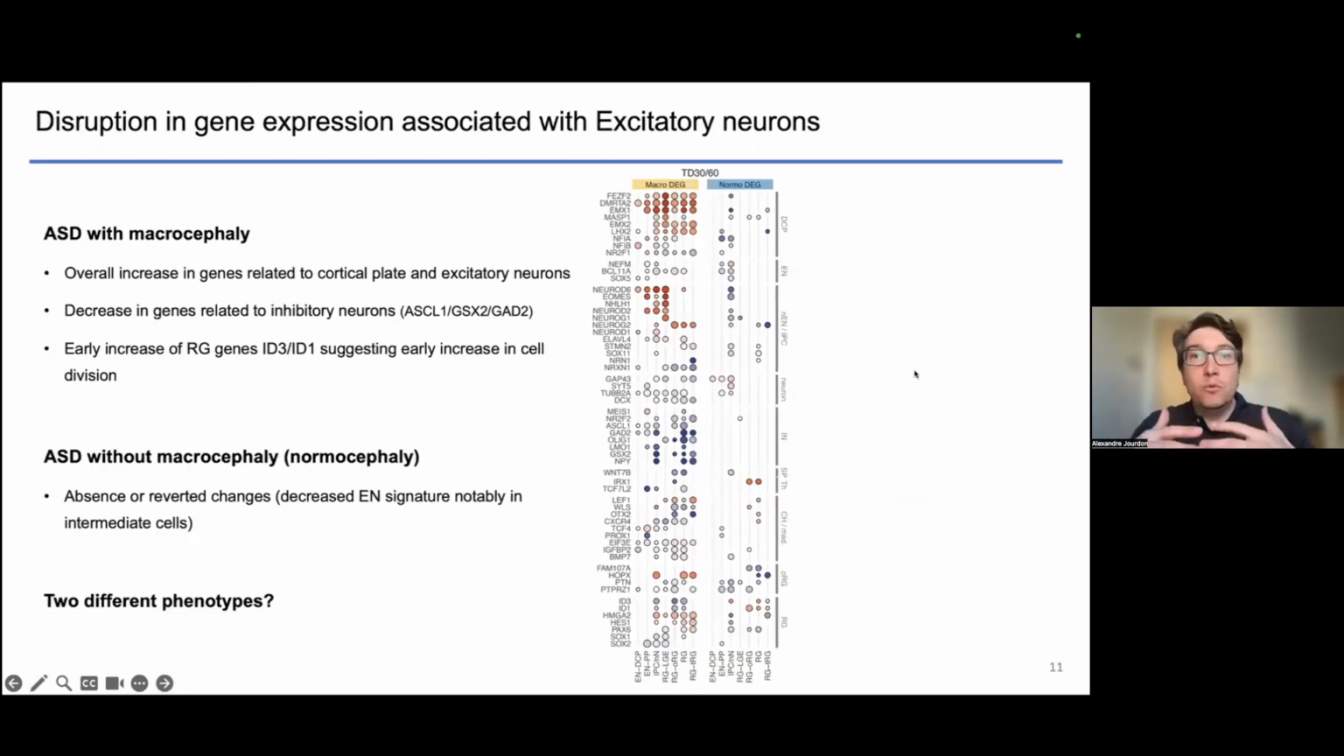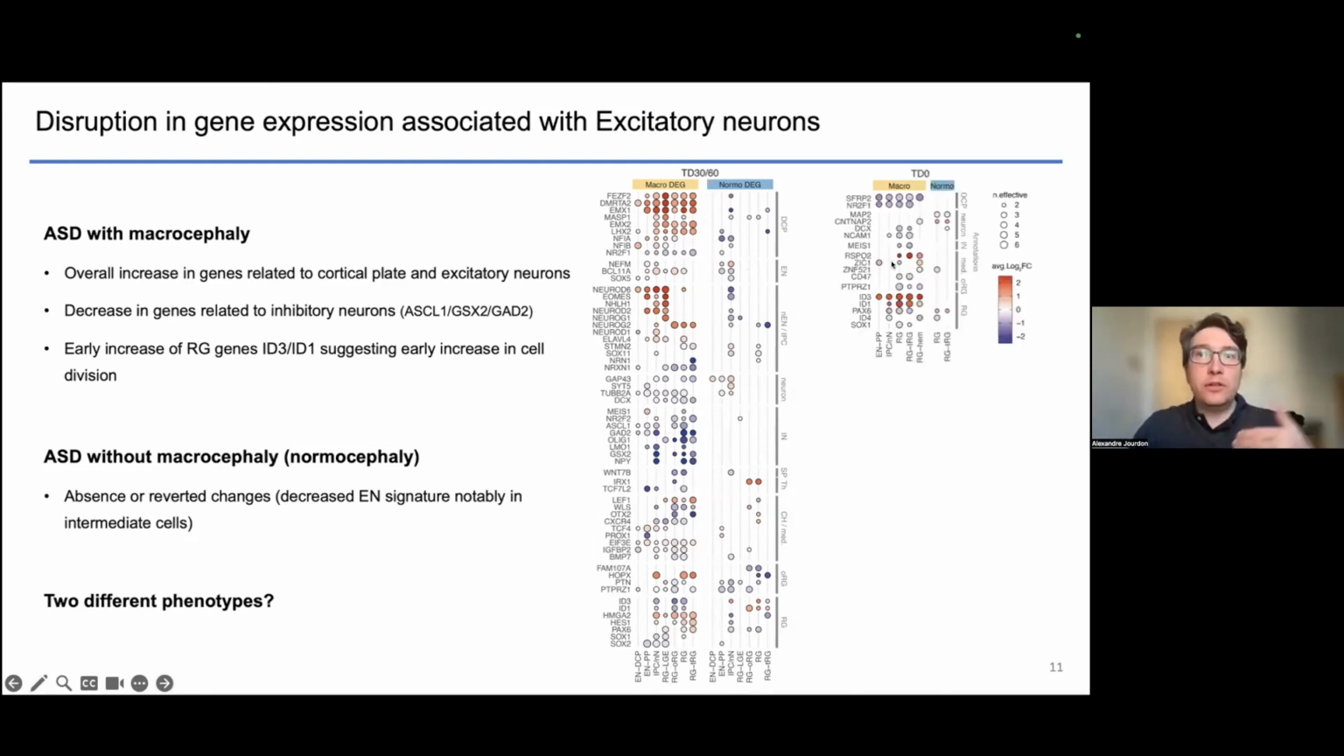So the main result is that what we identify in terms of gene expression is a large increase in macrocephalic ASD individuals in excitatory neuron and cortical plate gene expression, as you can see here from the increase across all cell types in genes related to those functions. And that was in contrast to a large decrease in inhibitory neurons and other subtypes of cells. What was really interesting to see also is that when you compare that to normocephalic ASD, you see almost a reverted, although less prominent, phenotype, and you see notably a decrease in the excitatory neuron neurogenesis signature. And that was associated with the early stage, with a modification in proliferation putatively, notably with disruption of genes associated with neurogenesis.